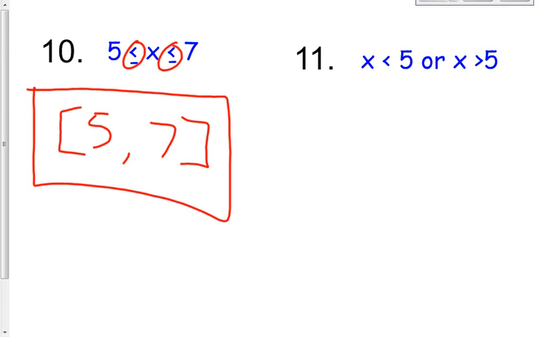That's how our notation is going to work for interval notation when we explain 5 is less than or equal to X, and X is less than or equal to 7. Number 11. X is less than 5, or X is greater than 5. When we explain this one, it gets a little bit trickier at this point. Let's draw it on a number line so we can understand what's happening here.